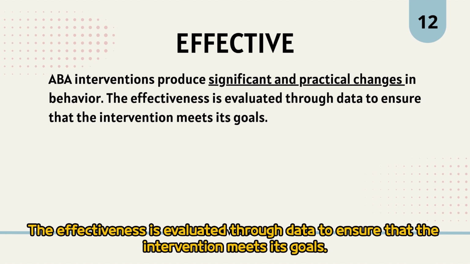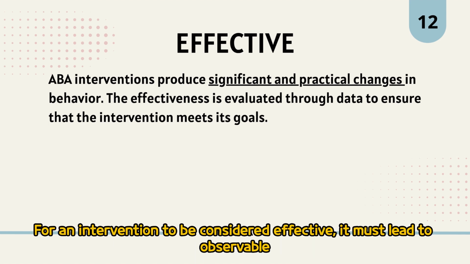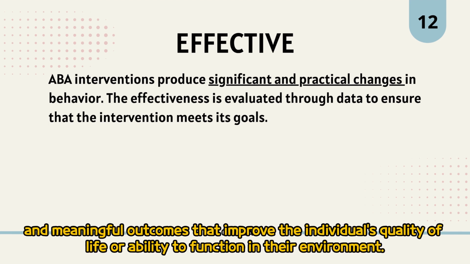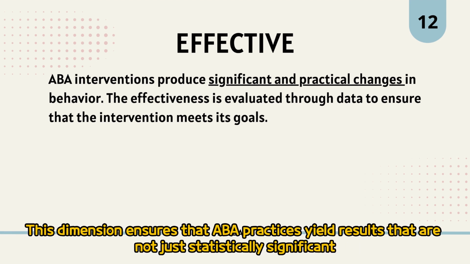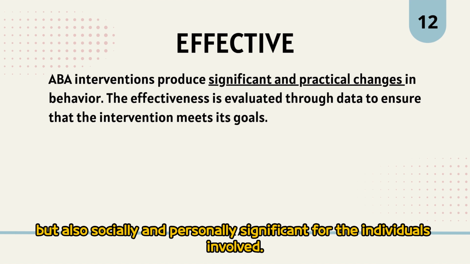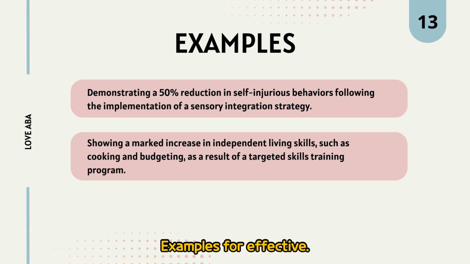The effectiveness is evaluated through data to ensure that the intervention meets its goals. For an intervention to be considered effective, it must lead to observable and meaningful outcomes that improve the individual's quality of life or ability to function in their environment. This dimension ensures that ABA practices yield results that are not just statistically significant, but also socially and personally significant for the individuals involved. Examples for effective.